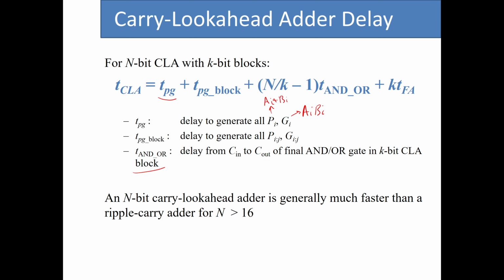So usually what happens is that a carry look ahead adder is faster when the number of bits that we have for the two numbers that we want to add together is greater than 16. If it's less than 16, it basically doesn't have any benefits, right? So generally, when the number of bits that you want to add together is greater than 16, then you can see the benefit of having a carry look ahead adder.